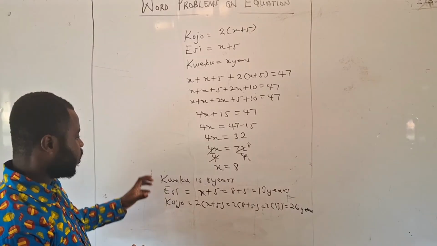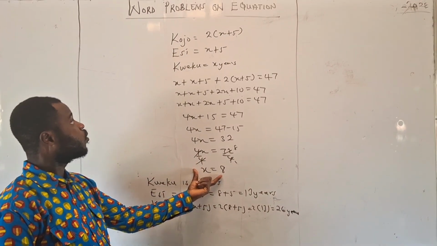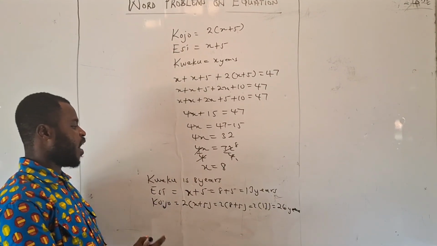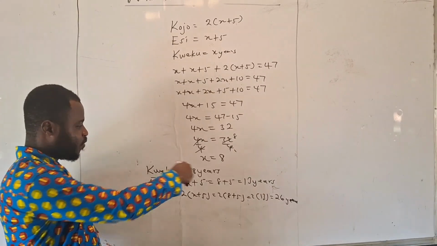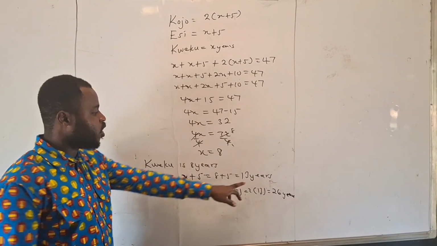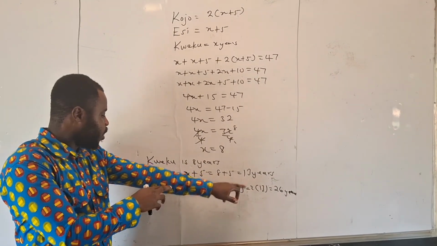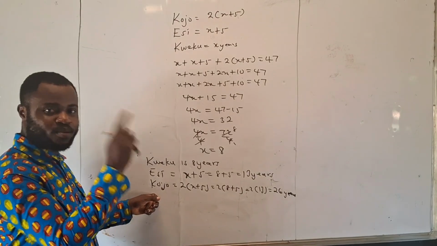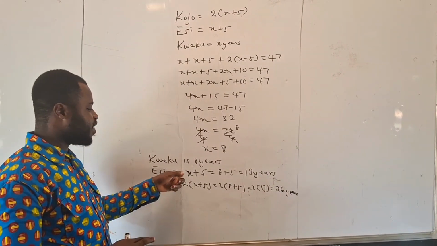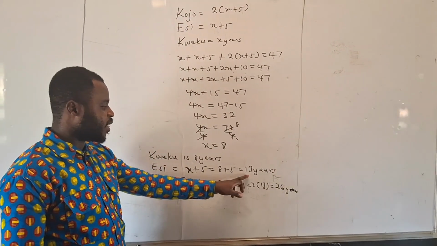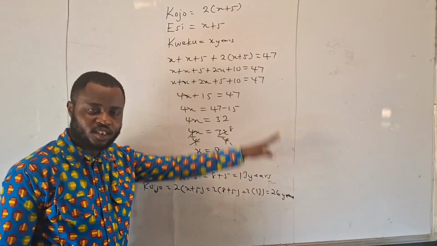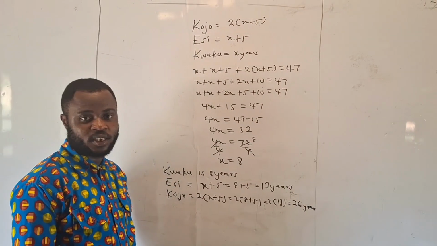Yes, because now when we found Kweku's age, AC is 5 years older. So plus 5 plus the 8 will give us 13 years. And we said Kojo is 2 times as old as who? AC. And when we multiply 2 by 13 we get 26. So this makes our answers correct.